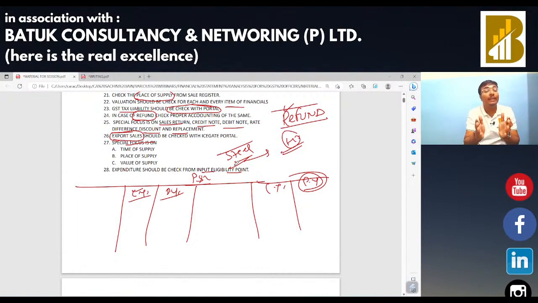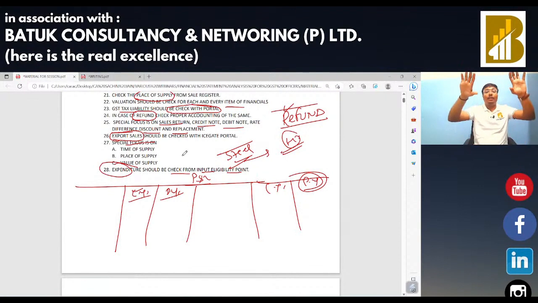In that case, you need to check that input is claimed or not, because the same is blocked under section 17 subsection 5. So you need to check the same. Sir, when you are going to check the expenditure side, at that time you need to check that the expenditure is eligible for the input tax credit or not.